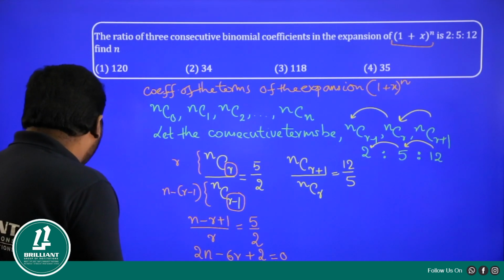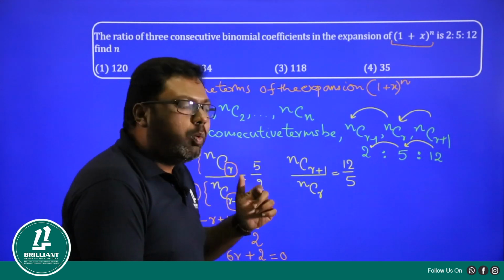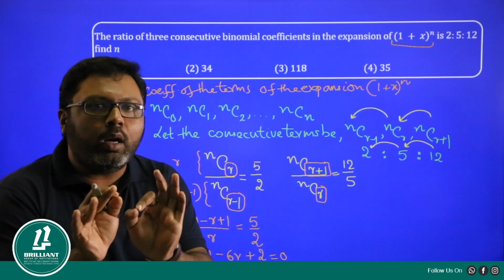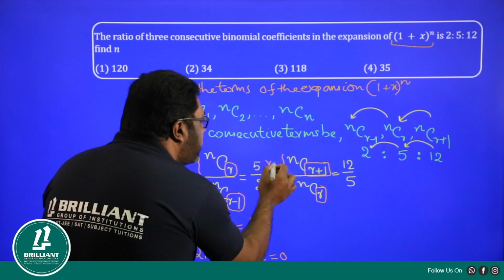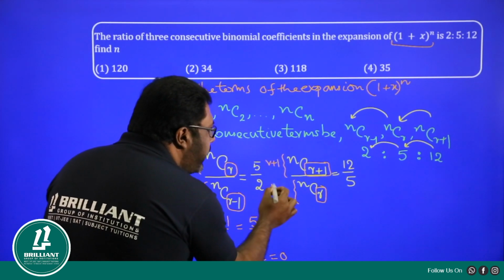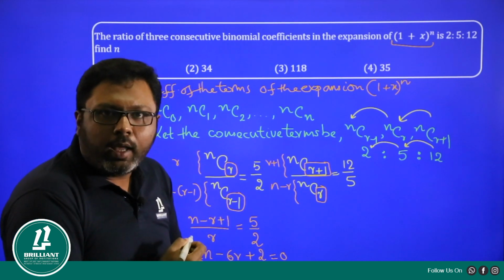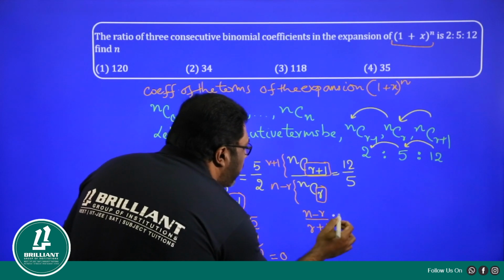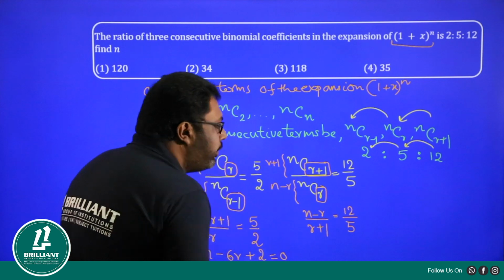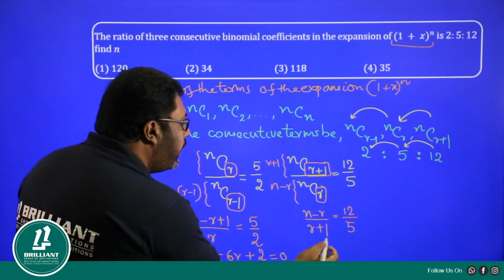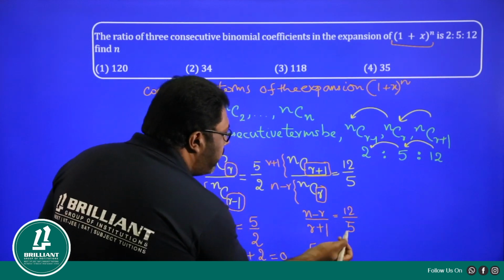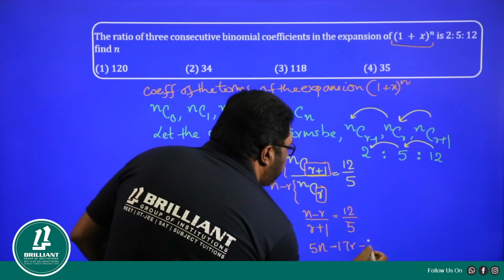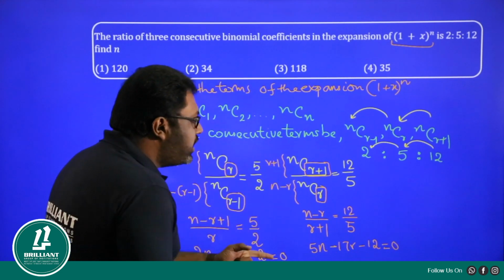Now in this case, you are again looking at the bigger one. The bigger one is r plus 1. The smaller one is r. And what did I say? The bigger one is taken in the same form, that is r plus 1. The smaller one will be subtracted from n. And the ratio will be flipped. So you will get (n minus r) divided by (r plus 1) is equal to 12 divided by 5. Now you will get one more equation in n and r. This is going to become 5n minus 5r minus 12r minus 12 equals 0, so 5n minus 17r minus 12 equals 0. This is my second equation.